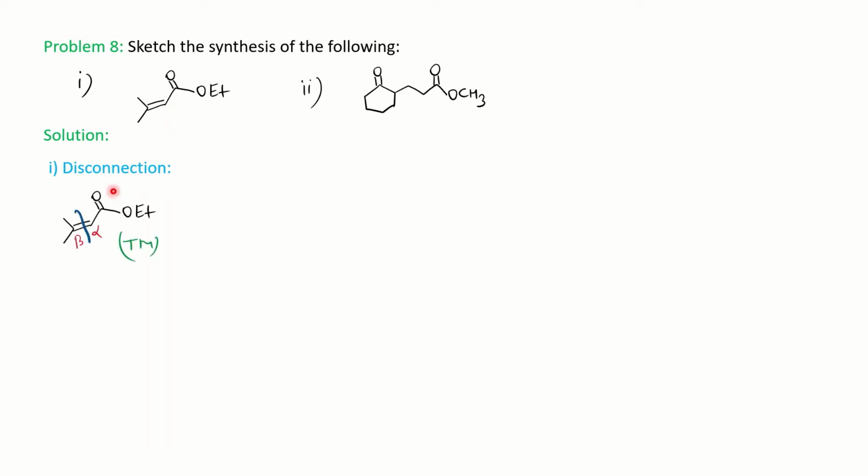We'll take the help of disconnection. Whenever you have an alpha beta unsaturated molecule as a target molecule, as we have learned, we do the alpha beta disconnection. When you do that, you put a carbonyl group on the beta carbon, and the other carbon gets a negative charge. Here we write the suitable synthetic equivalent for that, because the carbonyl is acting as an electrophile.